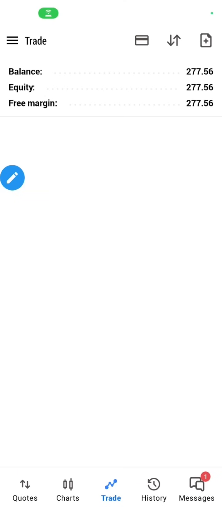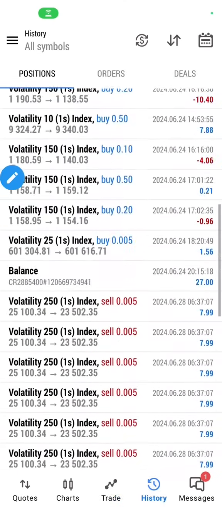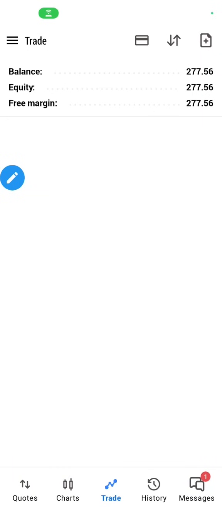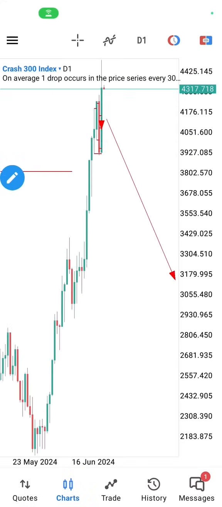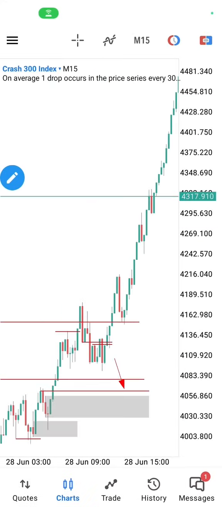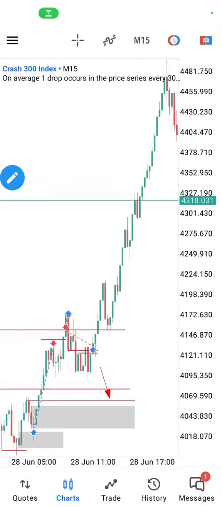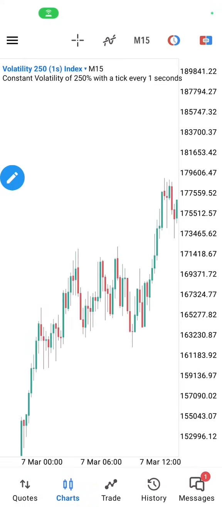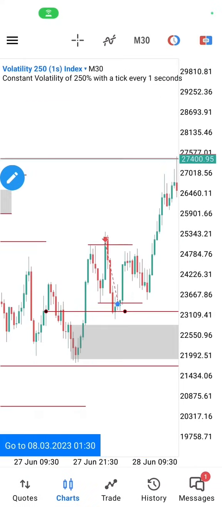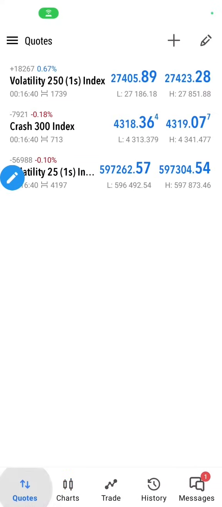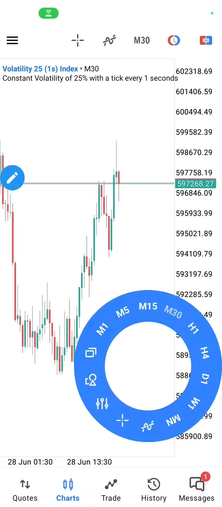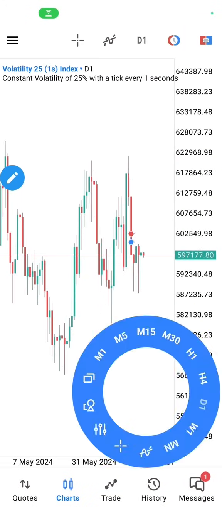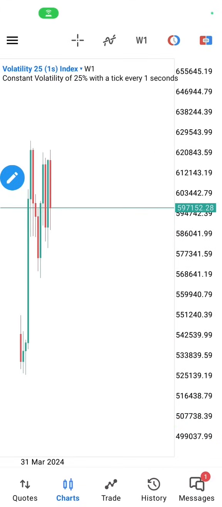So currently we have 277 USD in the account, so we have to recap the trade we took to get there. On Crash 300 we see that we perfectly closed the trade as it kept on shooting up. With VIX 250S we could have bought after we closed, but we didn't. So nevertheless, we move on to VIX 25S.